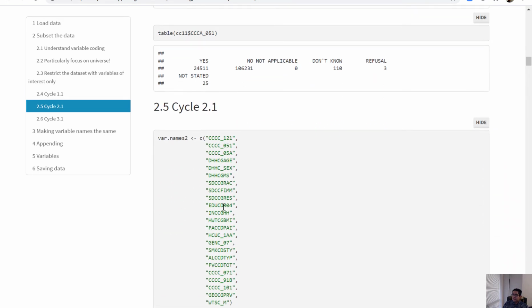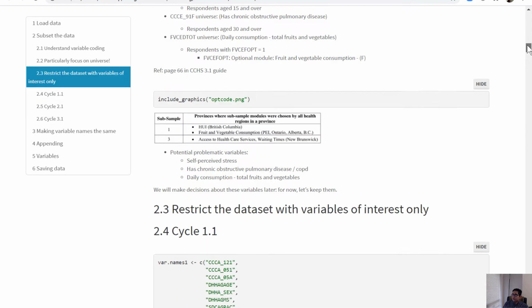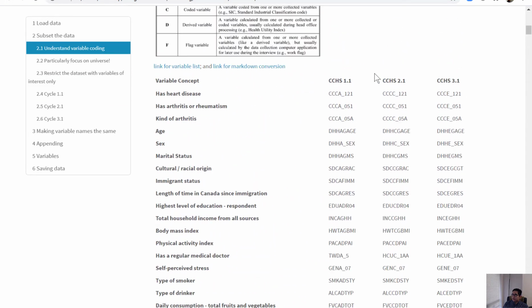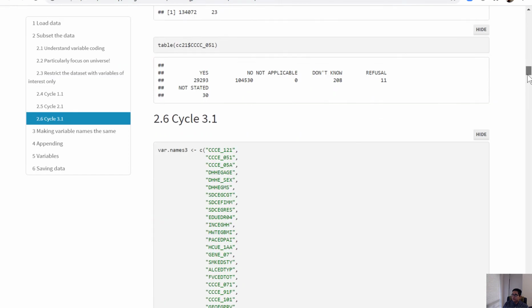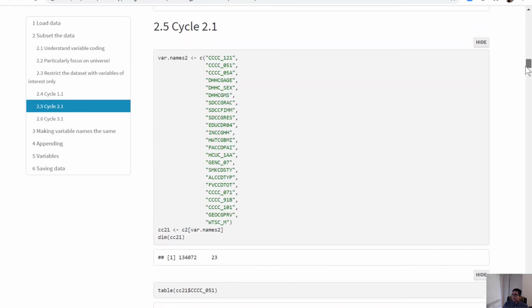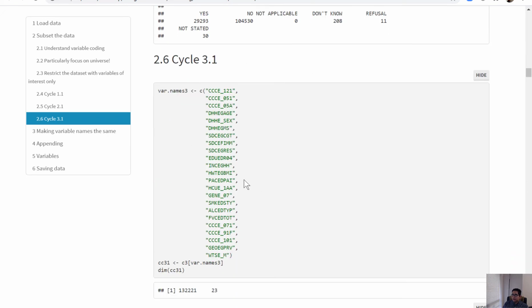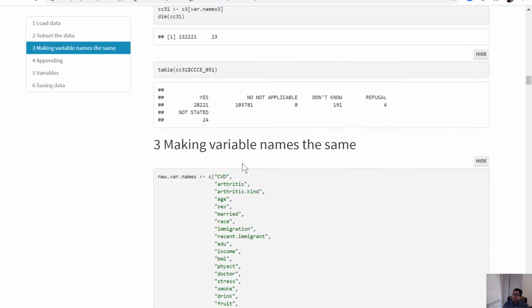Similarly, we do the same for cycle 2. Remember, the cycle 2 variable names were slightly different. See here, for cycle 1 it was A, cycle 2 it was C, cycle 3 it was E. So we need to include those variables separately for cycle 2 and restrict our dataset to only those 23 variables. We do the same for cycle 3.